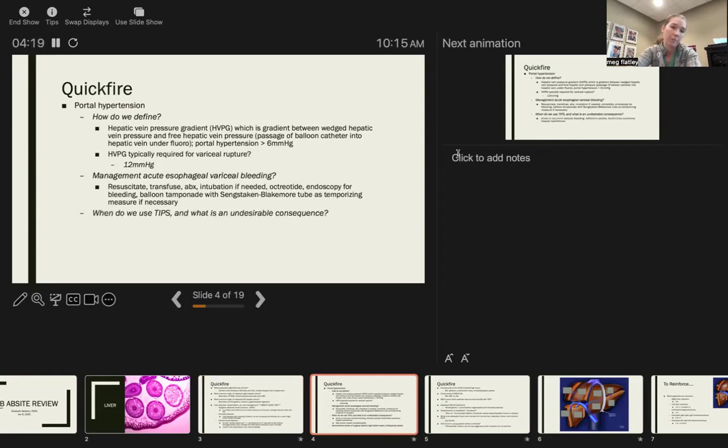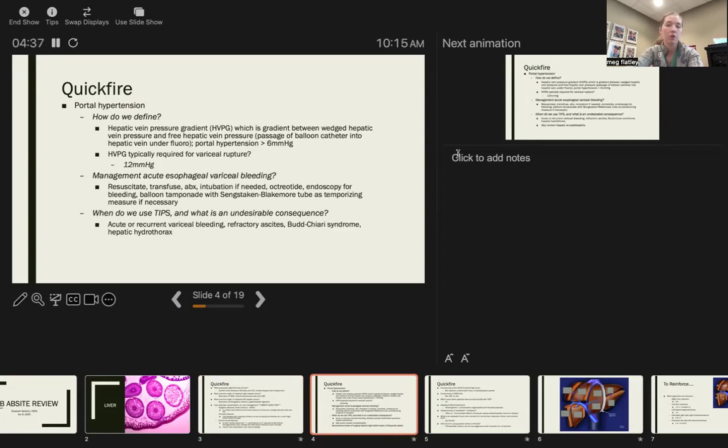So when is TIPS relevant to a variceal bleed? What can happen as a result of TIPS? So this is pretty high yield. What is a contraindication or a caution with TIPS, specifically related to someone's cirrhosis?